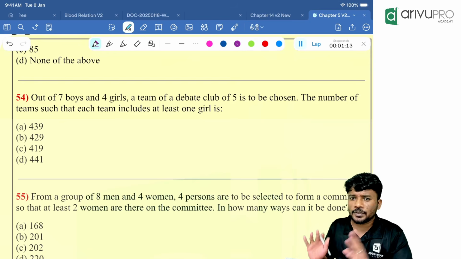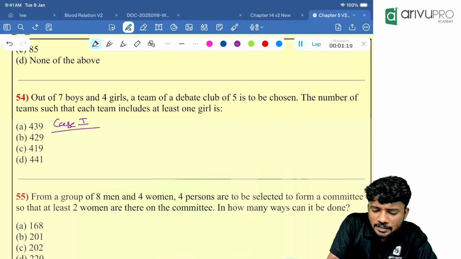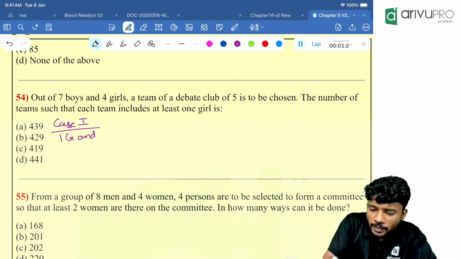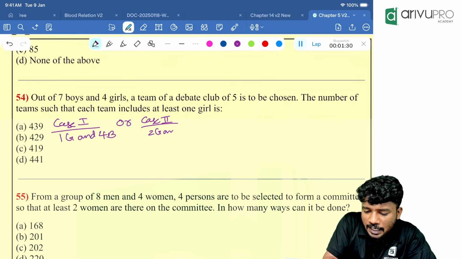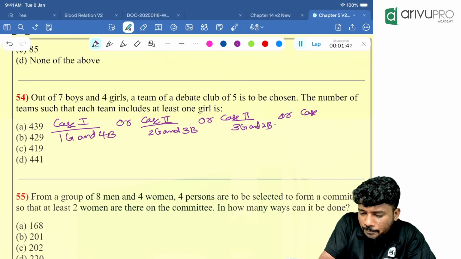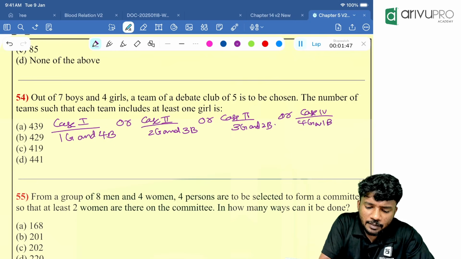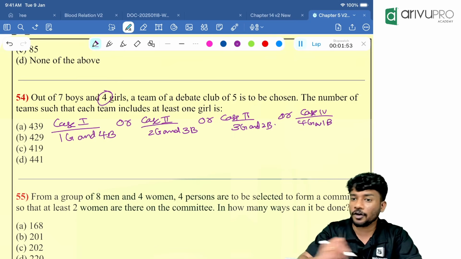Now, I'll show you in two methods. First method I'll show you, that is the more logical method. Case 1: at least one girl means one girl should be there, and 4 boys should be there. Or case 2: 2 girls and 3 boys. Or case 3: 3 girls and 2 boys. Or case 4: 4 girls and 1 boy. Can there be 5 girls and 0 boys? No. Maximum is 4 girls. There are not more than 4 girls.